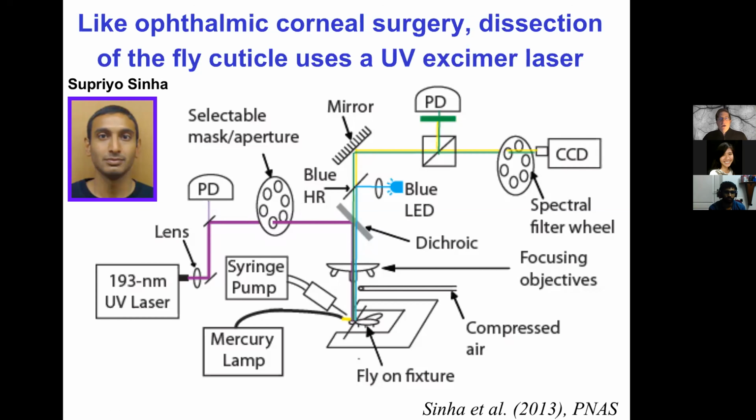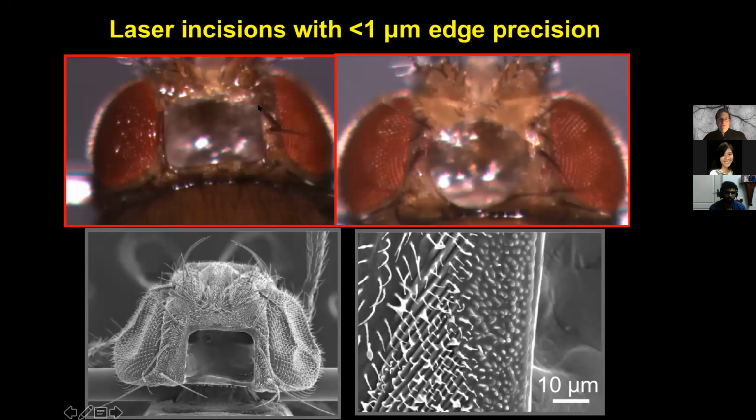And so Supriyo used a 193 nanometer excimer laser to microdissect a portion of the fly's cuticle, or exoskeleton. And here you can see some examples of this. By using different masks, we can dissect, say, a square area here, or in this case, a circular area. And the cuts are very precise, as you can see with these electron micrographs.